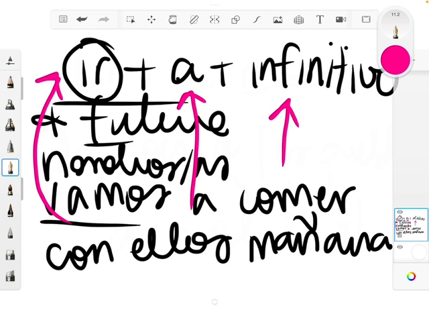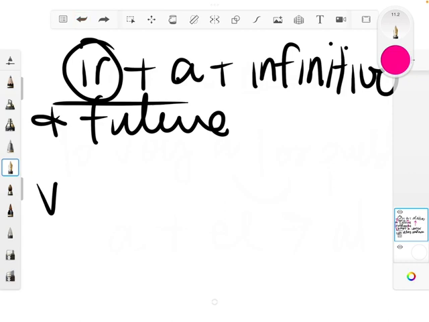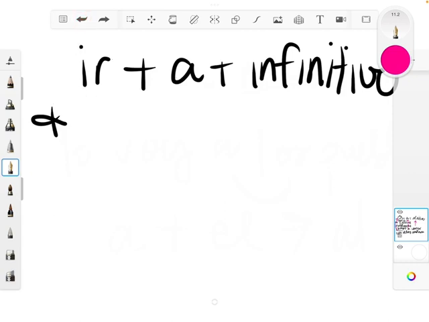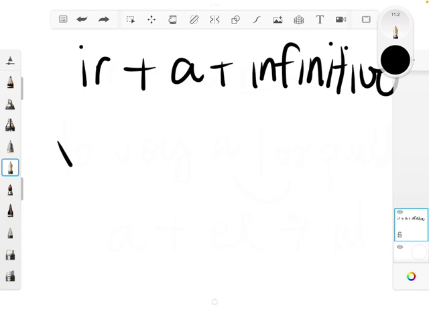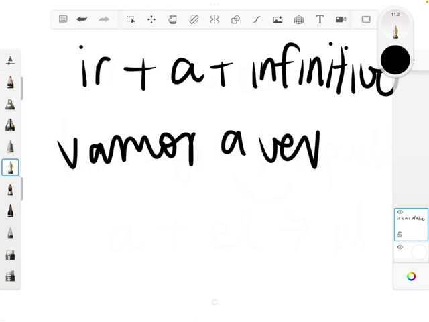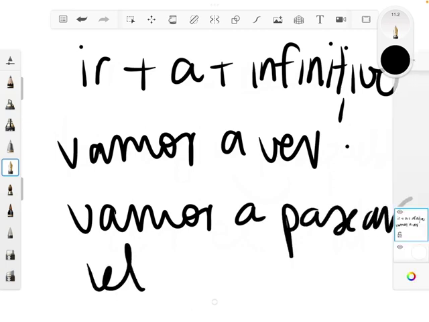But it can also be a way of expressing, let's do this. So, for example, vamos a ver. Let's see. Or vamos a pasear. It's like, let's go eat.